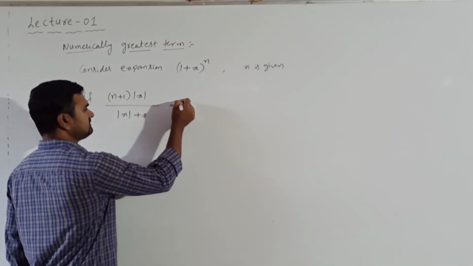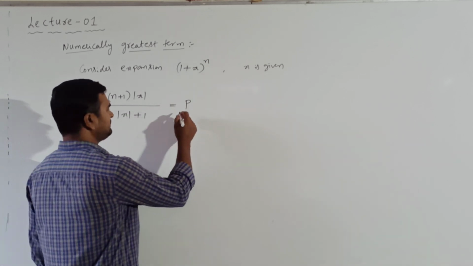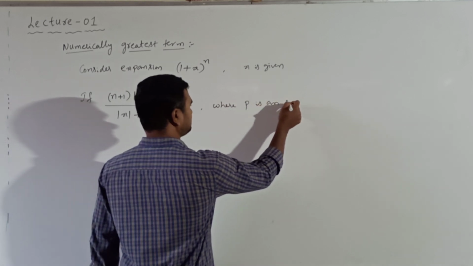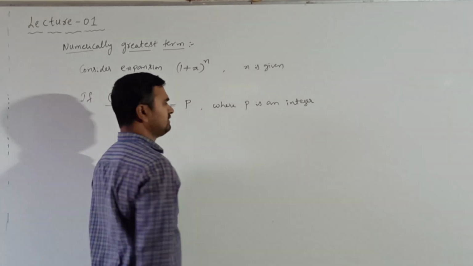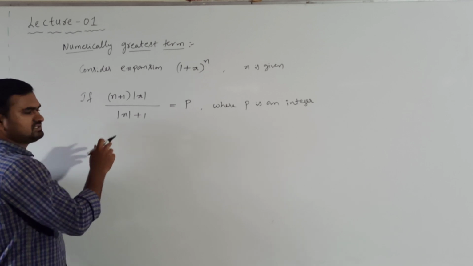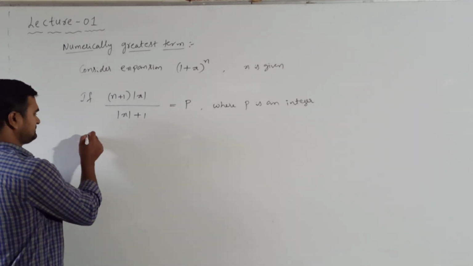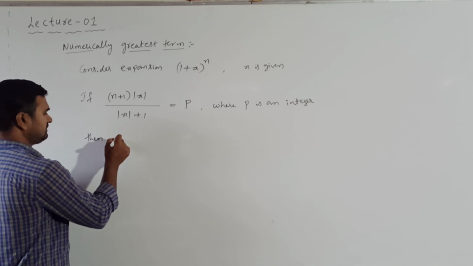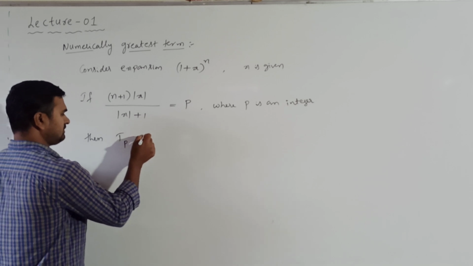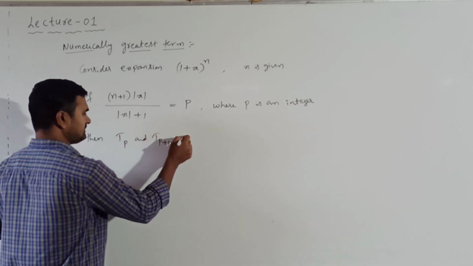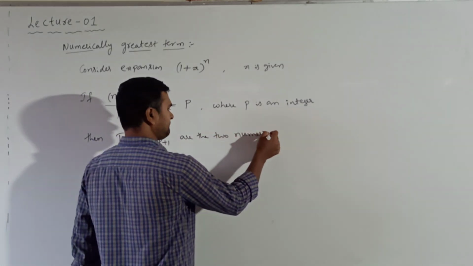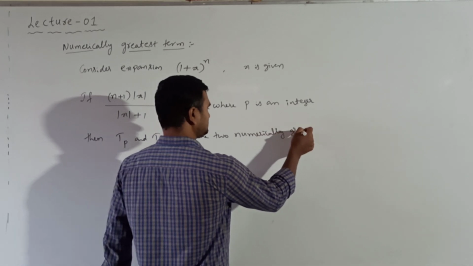If it is some integer p, okay, if it is equal to p, where p is an integer. So if it is an integer, then there exist two numerically greatest terms. Then two numerically greatest terms exist. These are t_p and t_(p+1), the two numerically greatest terms.